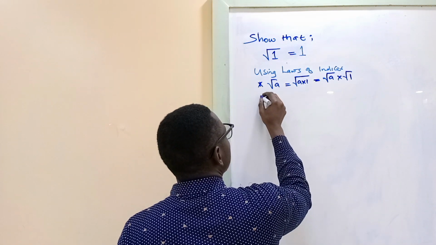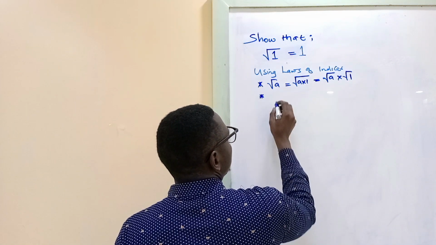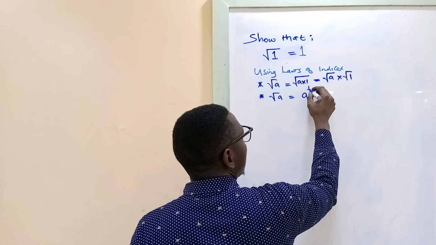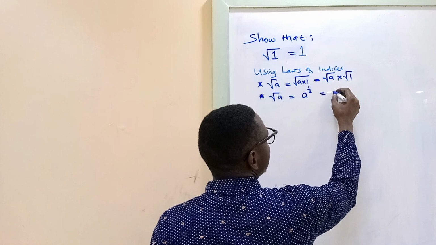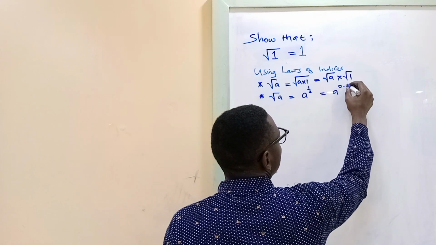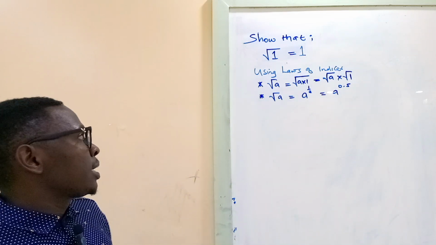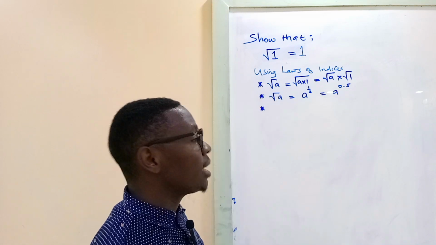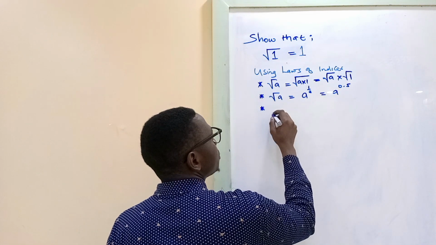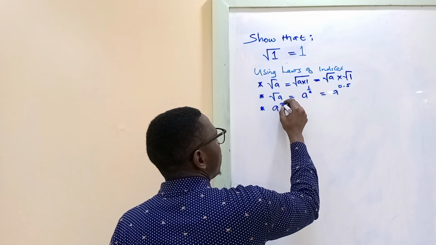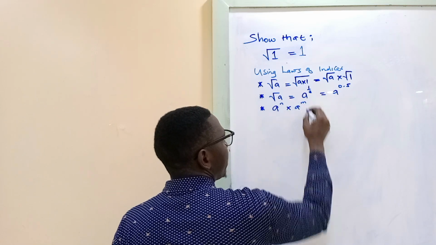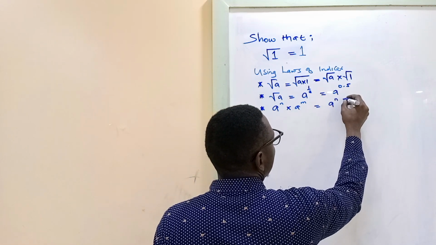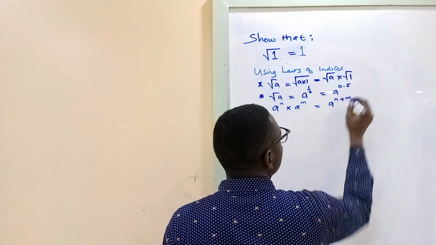Then we have law number 2, where the root of a can also be written as a to the power half, or a to the power 0.5. Then the last law we are going to apply is, for example, a to the power n multiplied by a to the power m. This will give you a to the power n plus m.